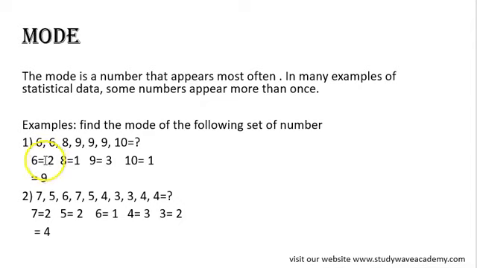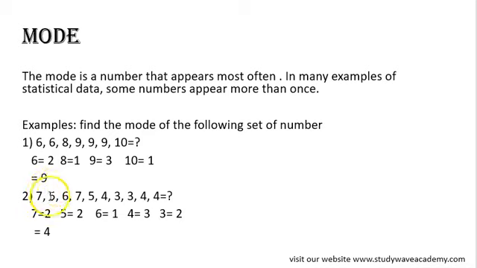Okay, so 6 appeared 2 times, 8 appeared 1 time, 9 appeared 3 times, and 10 appeared 1 time. So which is the highest? 9, right? Because 9 appeared 3 times. So our answer is equals to 9. Did we understand? Okay, good. We'll move over to the next one.